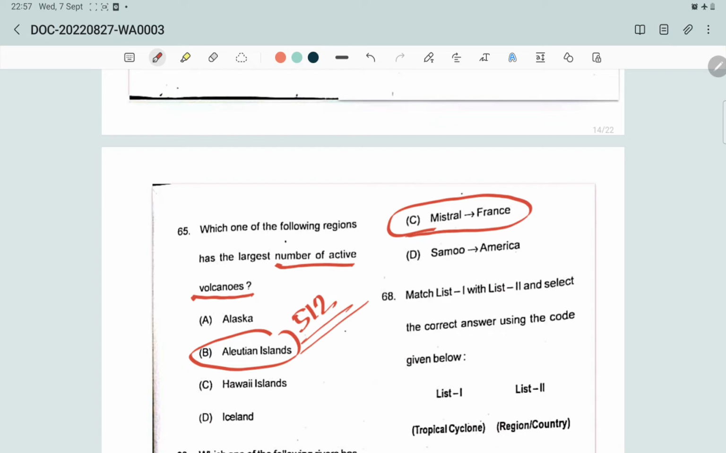And the last option, that is the Samum. It is a strong, dry and dust laden wind that blows in the Sahara, Israel, Palestine, Jordan, Iraq, Syria and deserts of the Arabian Peninsula, and it has no relation to America. So it is not correctly matched and it is the right answer, that is option D.